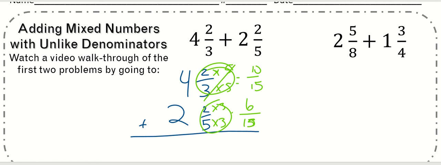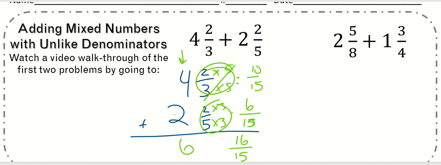Now that I've got fractions with common denominators, I can go ahead and add them easily. 10/15 plus 6/15 is 16/15. And then don't forget to come back here and add your whole numbers. 4 plus 2 is 6. So now I've got 6 and 16/15.